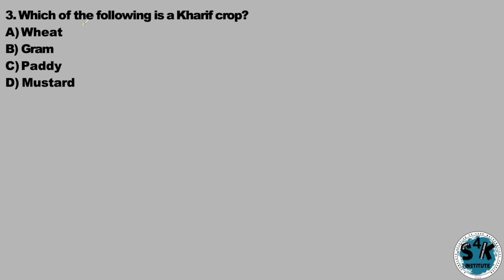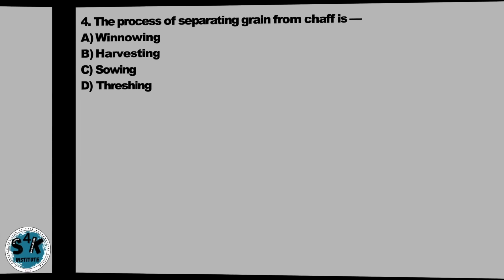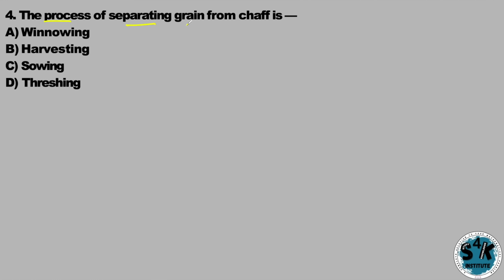Next one, which of the following is a kharif crop? So the answer is paddy, because when it is planted, it is the rainy season, right? The process of separating grain from chaff is what we call winnowing. Why do we call this winnowing? Because we use wind to blow away the lighter chaff.